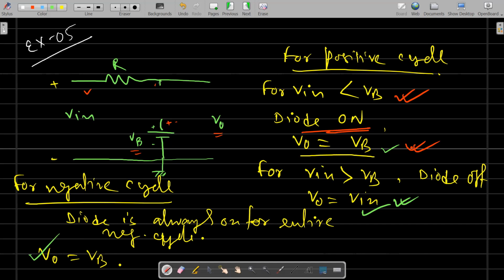And for the negative cycle, place the diode. For the whole negative cycle, you will get this minus and this one plus. So the diode is always off, because this N side will get the negative potential and this side is connected to positive. So when the diode is off, the V0 will be the same as VB. Let's plot the graph.